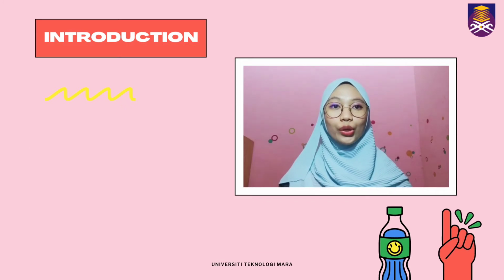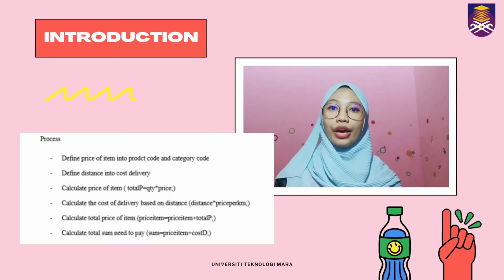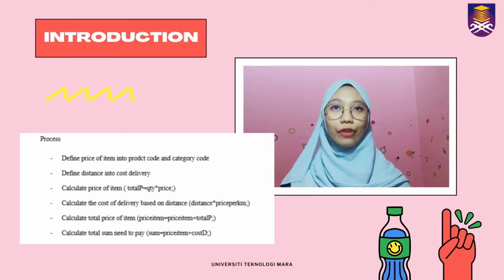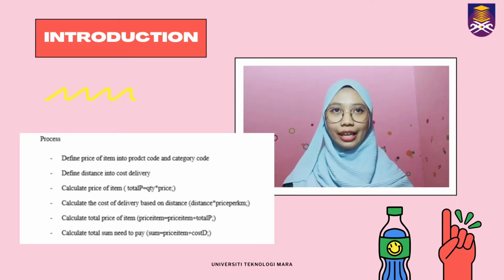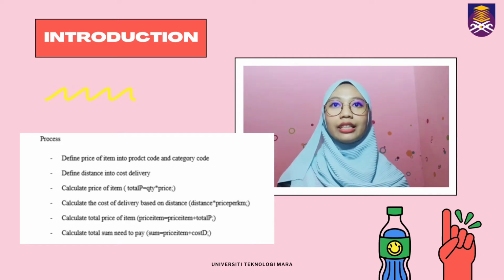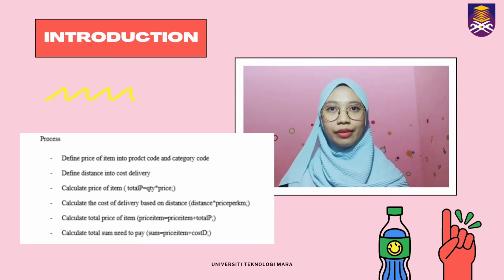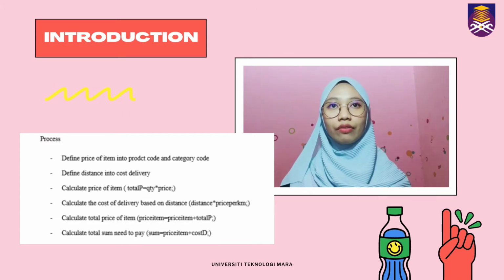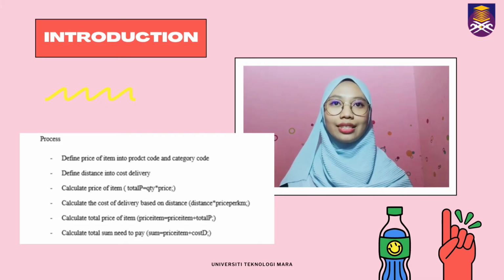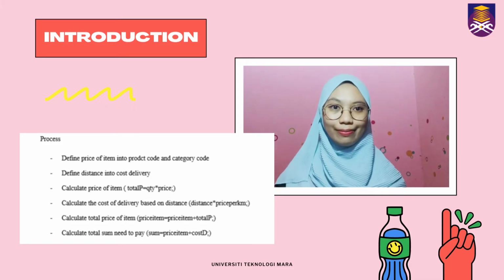Now, we will go to the process in this program. We have 6 processes that will display 6 outputs. The first process is to define the price of item into product code and category code. Second, define distance into cost of delivery. The third, calculate the price of item. The fourth, calculate the cost of delivery based on distance. The fifth, calculate the total price of item. And the last one is to calculate the total sum to be paid by the customer.